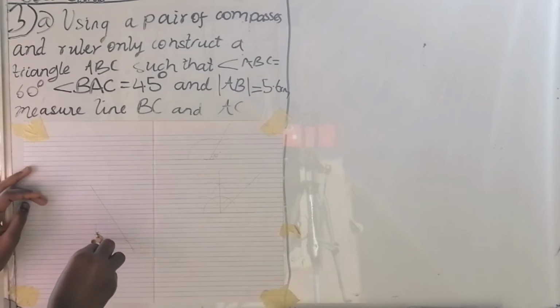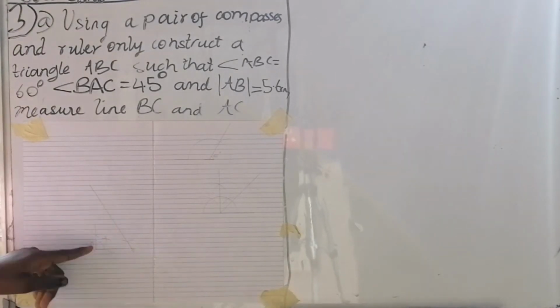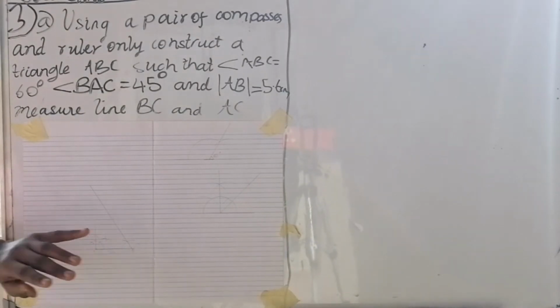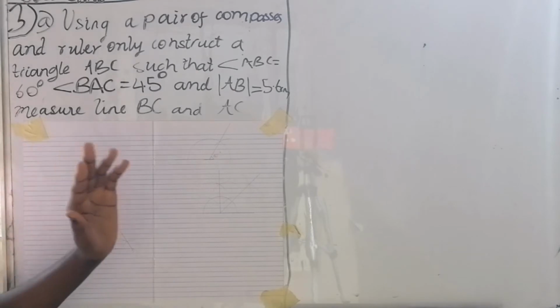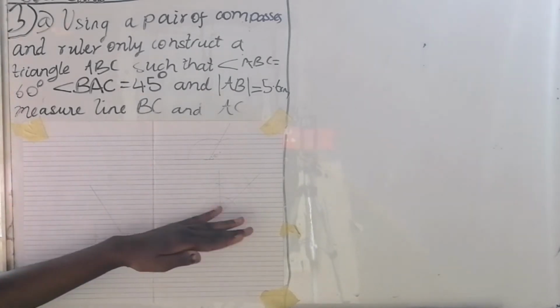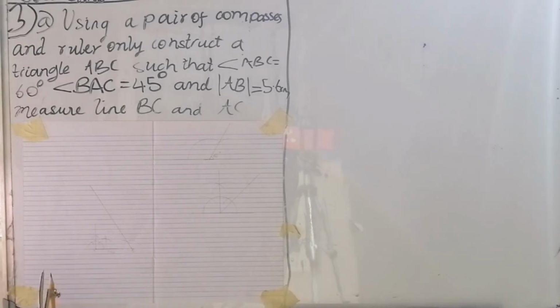Then I strike an arc. Then I move here and strike another arc. So now this and this, I just did the exact same thing, no difference. The only difference is the angles and the line. So now this is the exact same thing.